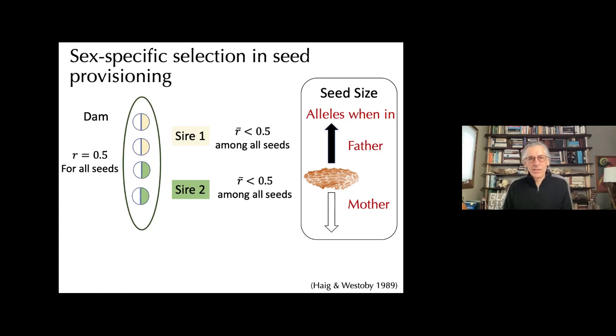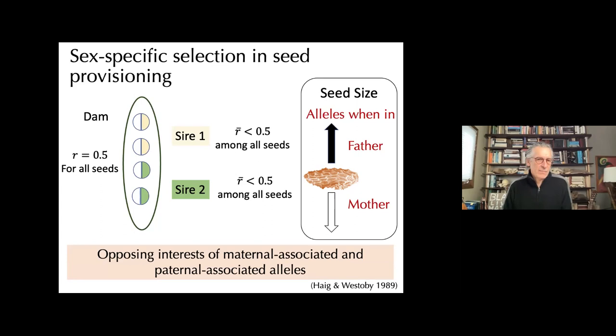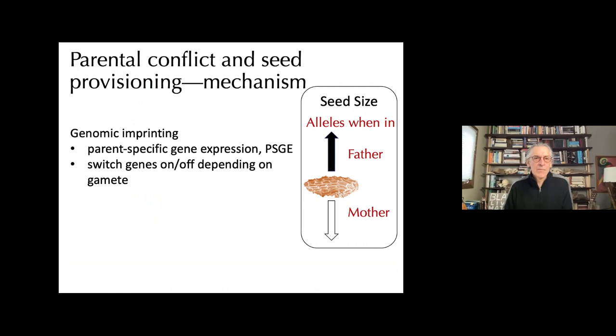And this is parental conflict or sexual conflict. There are opposing interests in maternally associated and paternally associated alleles. How could this happen, you might say? An allele occurs in both fathers and mothers. How can this happen?